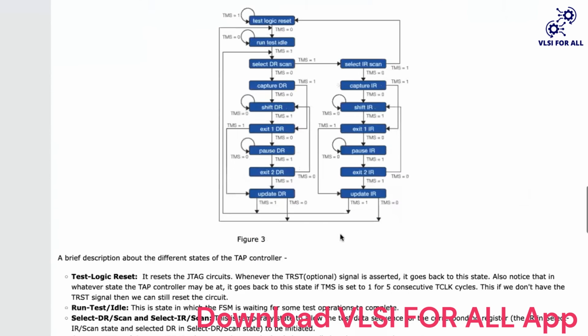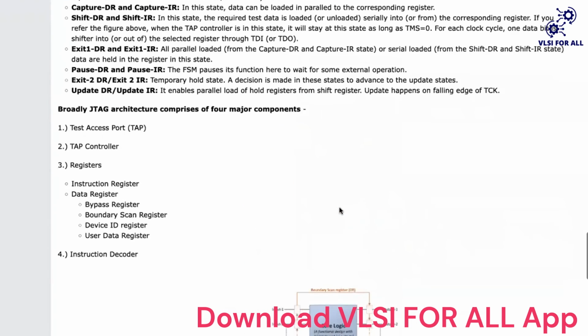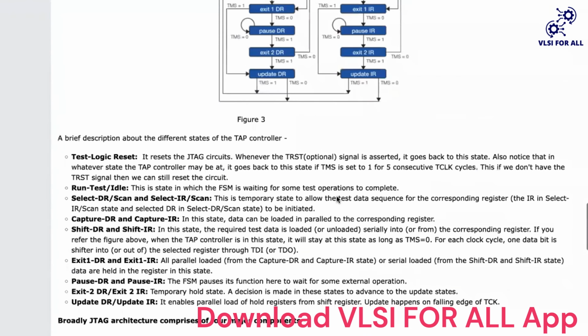What is DR, what is IR, what is the use case of IR, and why do we need multiple registers? Why can't we work only with a single one? Now we will be covering this TAP controller in detail.